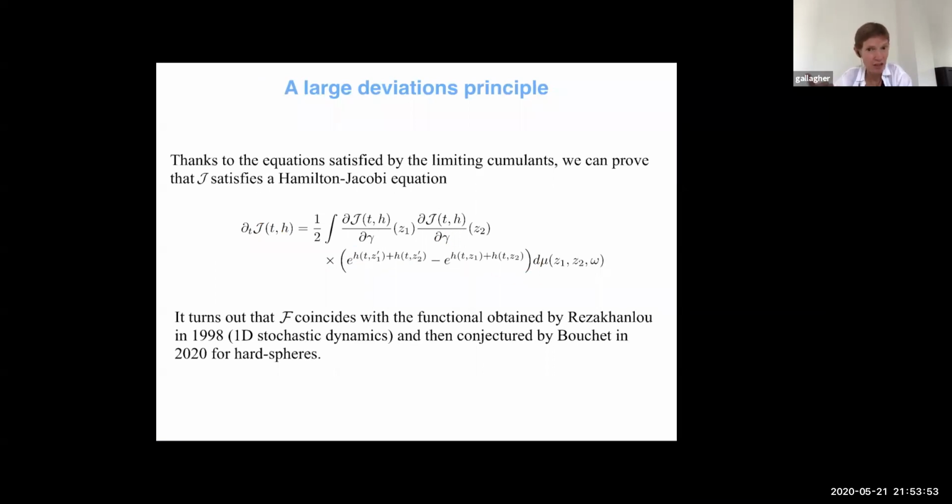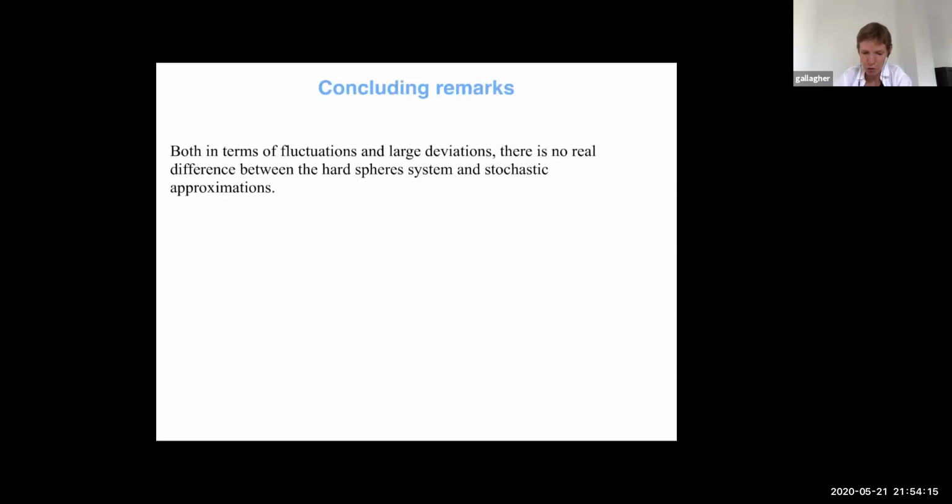Gamma here is a function, everything's a function here. And what was nice here is that this Hamilton-Jacobi equation, or rather the Legendre transform of the solution, is exactly the functional that Rezakhanlou had found many years ago for a totally stochastic system, not the hard spheres, a stochastic dynamics. And Freddy Bouchet very recently conjectured it would be the same for the Boltzmann equation, and that's actually what we proved. So what's interesting is that it's also true for the fluctuation theorem. It's true for the large deviations. You don't see the difference at the limit between hard spheres and any kind of stochastic approximation. You get the same large deviations, you get the same fluctuations.